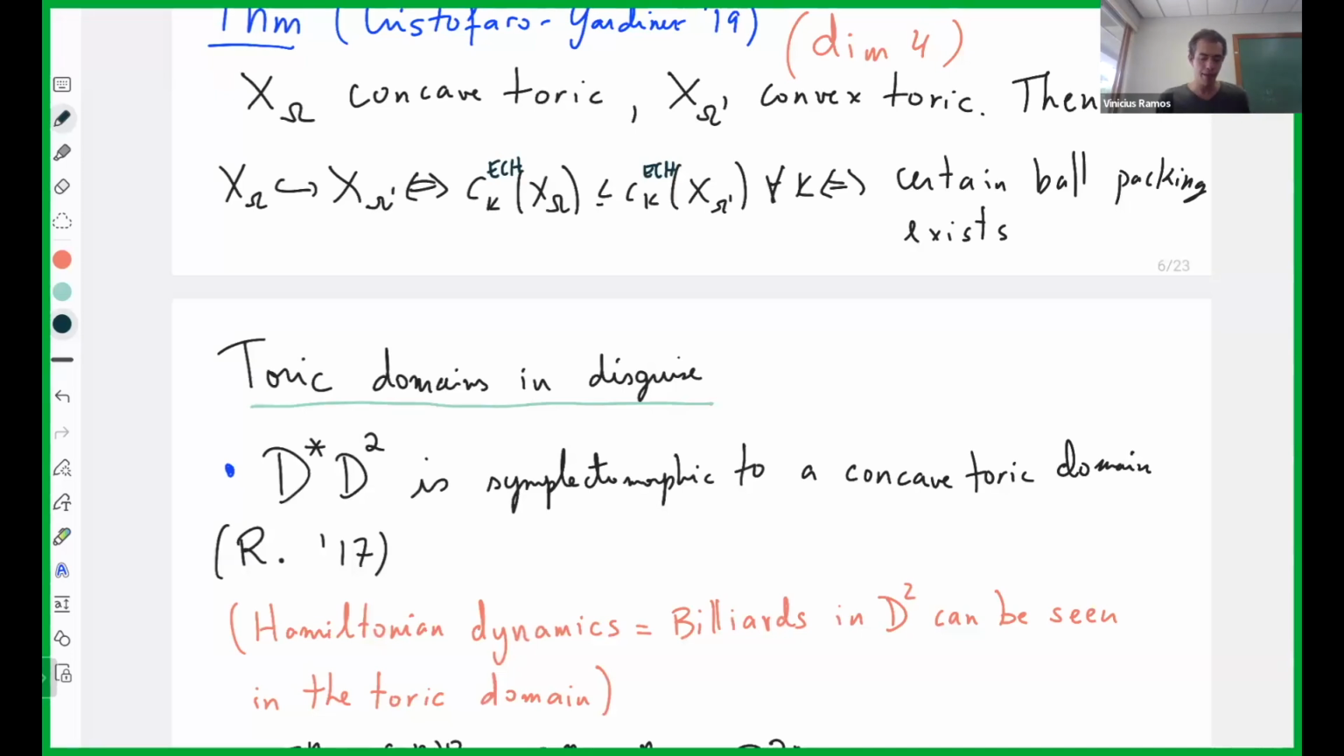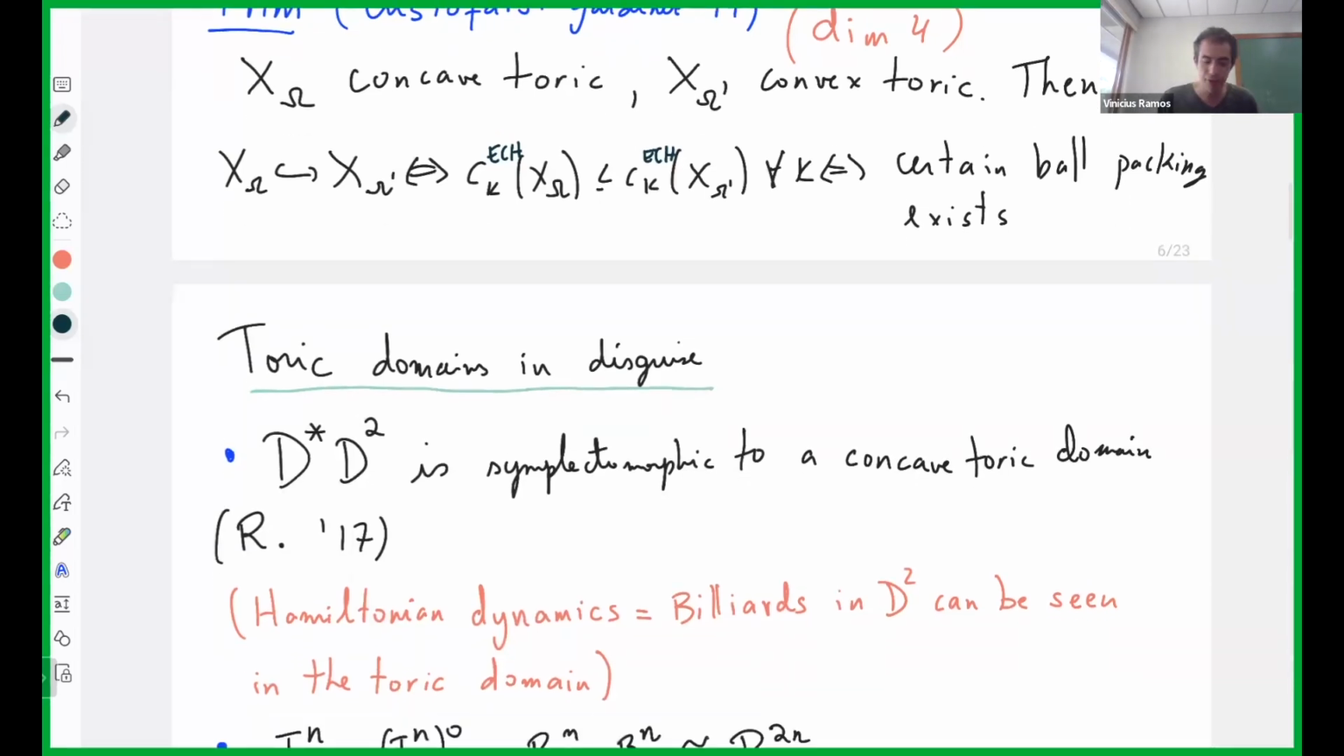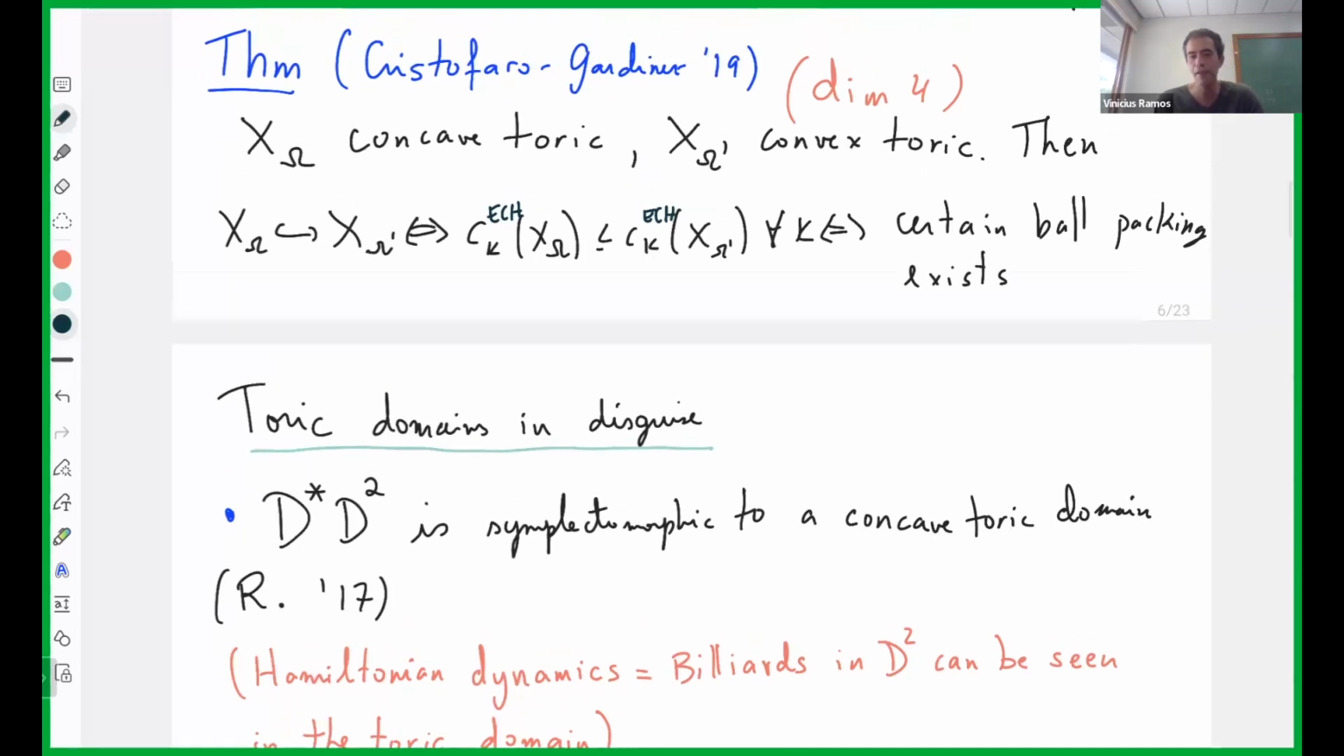That's a result where I introduced the use of integrable systems to find toric domains so that we can study symplectic embeddings of them. And the idea, which I'll talk a little bit about later, is that the Hamiltonian dynamics on the boundary of this domain, which have a lot to do with the domain itself, as probably most of you know, are basically billiard dynamics in the disk. And then you can use the Arnold-Liouville theorem to get that.